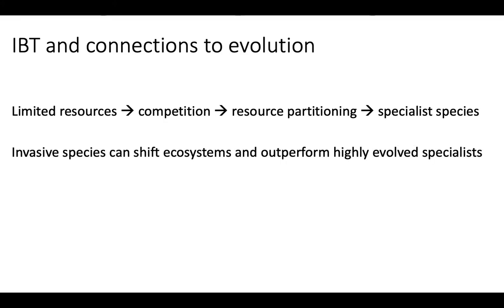What that means, however, though, is specialist species tend to be more vulnerable to changes in the habitat. If I eat only one type of grass and something comes along, maybe it's a disturbance, maybe it's an invasive species, maybe it's a natural disaster, and for some reason it wipes out that population of grass, suddenly I have no food and I have nowhere to turn. I will die. And so invasive species, which tend to be generalist species, oftentimes can shift these island ecosystems and outperform these highly evolved specialists.